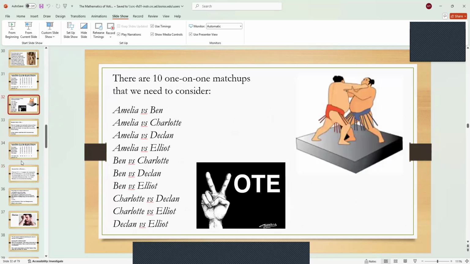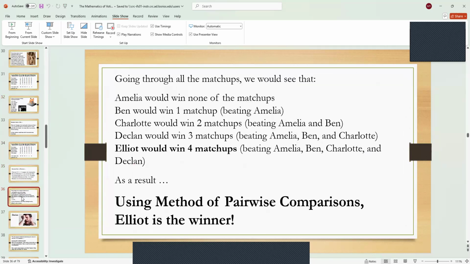Remember, there are 10 one-on-one matchups we would have to look at. I'm not going to go through all of them. I'm just going to tell you that Amelia doesn't win any. Ben wins 1. Charlotte wins 2. Declan wins 3, but Elliot wins 4. Elliot goes undefeated 4-0 in this basketball tournament. If we have a basketball tournament with 5 teams where every team plays each other once and one team goes undefeated, Elliot goes 4-0. Of course, Elliot should be the winner, right? Well, if we're using pairwise comparisons, which focuses on going head to head, then yes, Elliot is the winner.